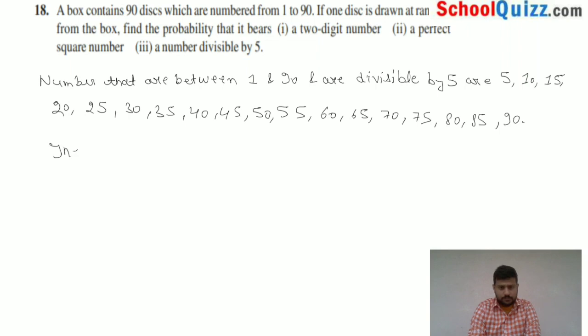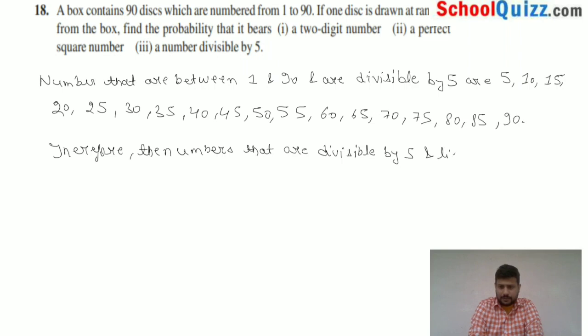Therefore, the numbers that are divisible by 5 and lie between 1 and 90 are 18. 18 such numbers we have which lie between 1 and 90 and they are divisible by 5.